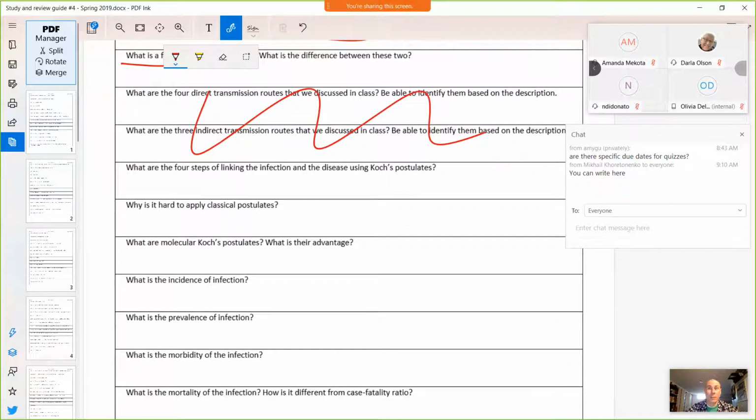Sometimes presentation of the disease in the model, like in mice, is different from people, so there are a lot of obstacles. This is why it's hard to apply. Molecular Koch's postulates basically link, they're more refined, they link the virulence to a particular virulence factor. So you find a gene that is different between the virulent and non-virulent microorganism.